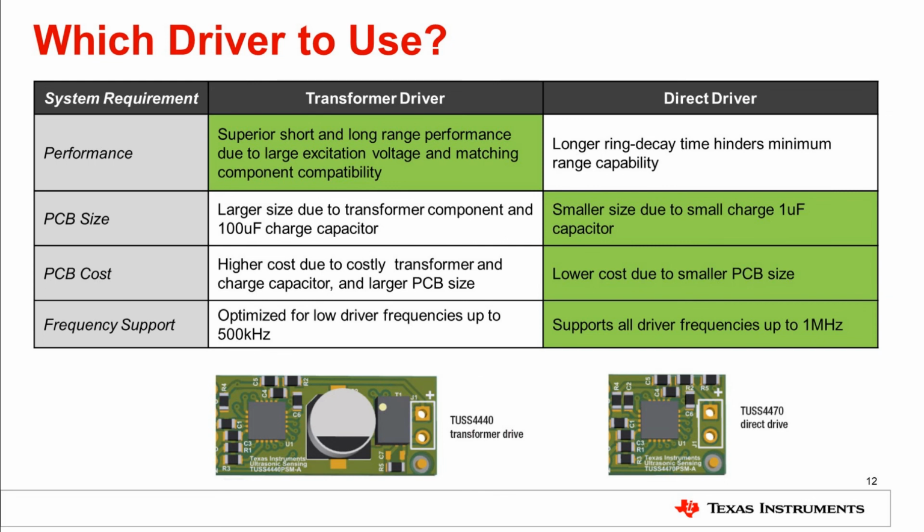In frequency support, direct drive is recommended because it is fast enough to support higher frequencies up to 1 MHz with built-in shoot-through current protection for the H-bridge driver. Transformer drivers are typically limited to 500 kHz due to the parasitic effects of most transformer components. In summary, a transformer driver should be selected when performance is the highest system priority, while a direct driver should be selected when solution size, cost, and power budget are a system priority.